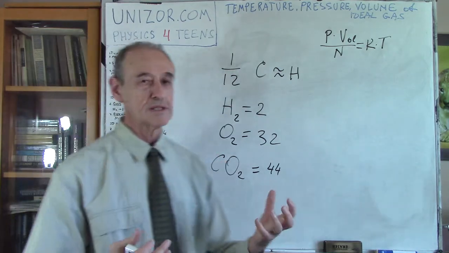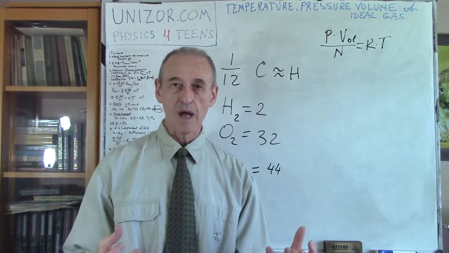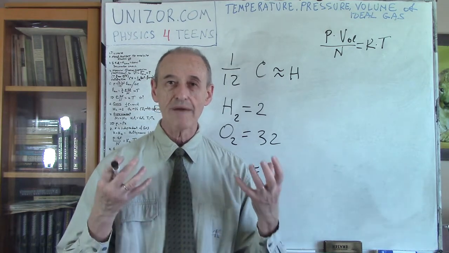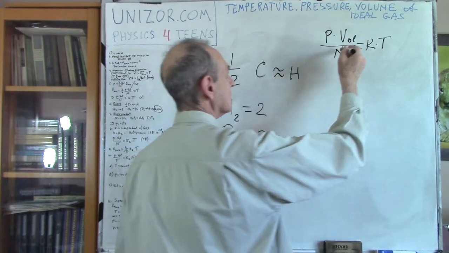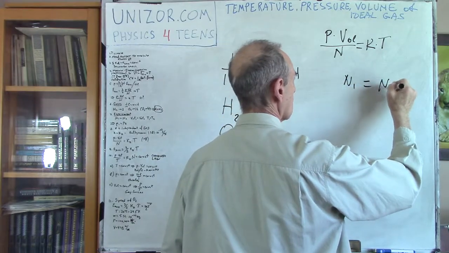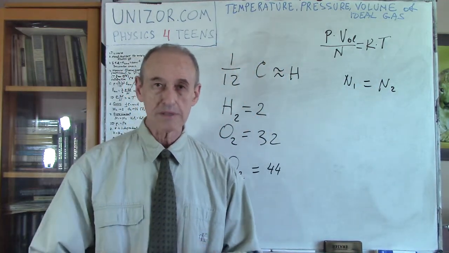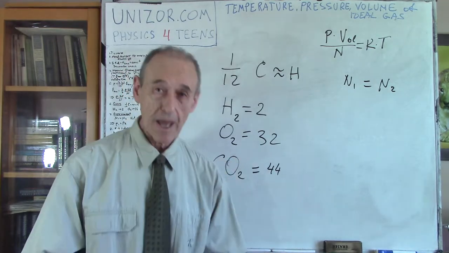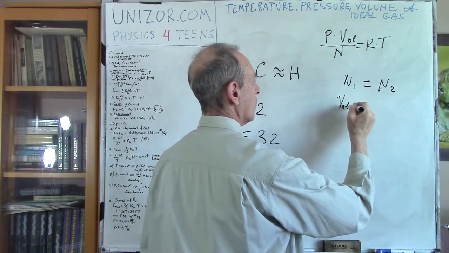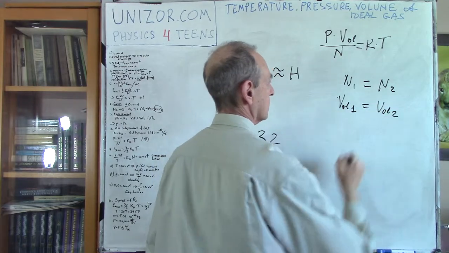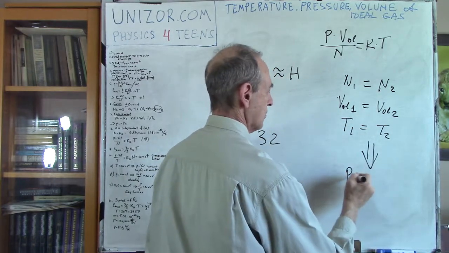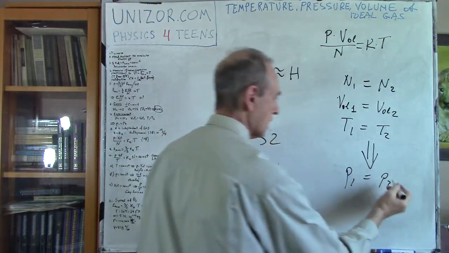So I can take two reservoirs, one with oxygen and one with hydrogen, whatever it is, and make sure they have exactly the same number of molecules, and make experiments. If N1 is equal to N2, then I can make experiments with the same number of molecules. Now what happens is that if volume 1 is equal to volume 2 and T1 is equal to T2, then as a consequence P1 is equal to P2. This is the result of the experiment.